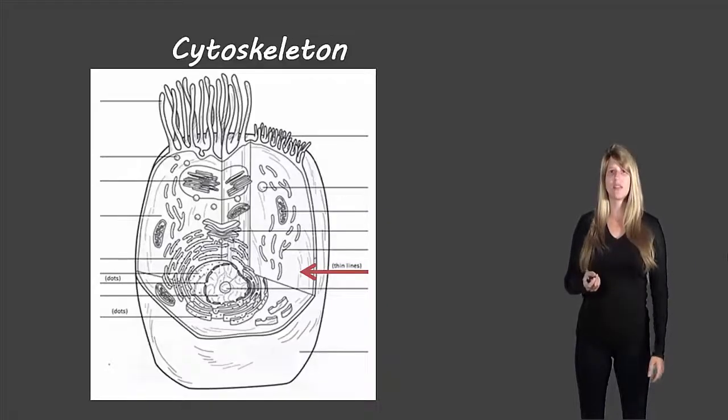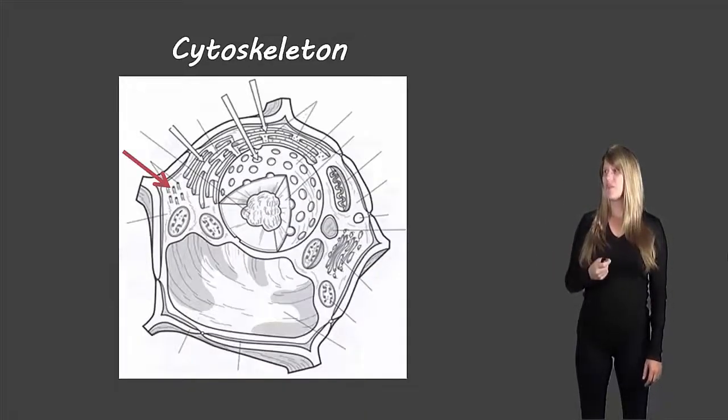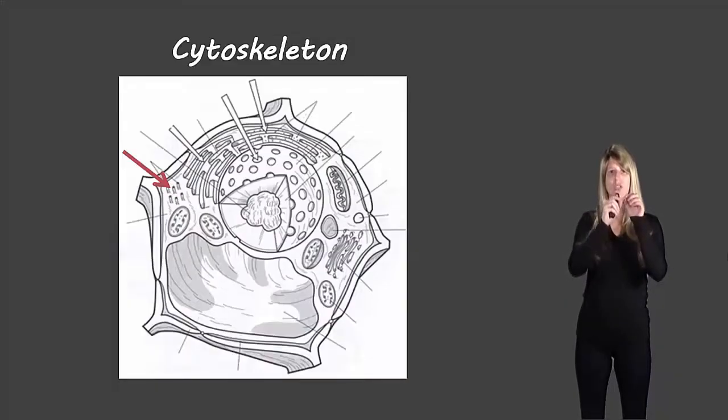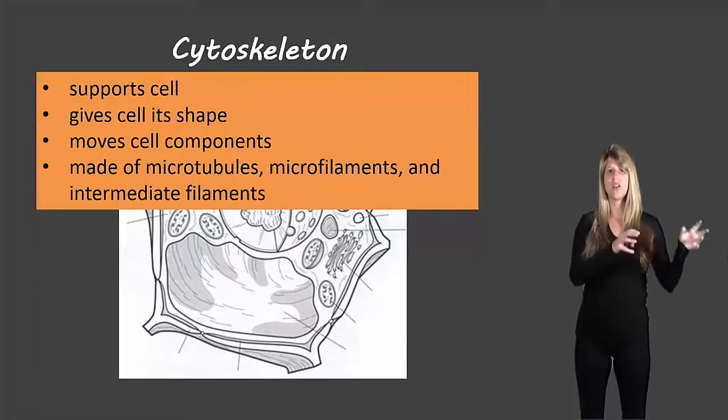So next one we'll look at is the cytoskeleton. On this picture of the animal cell, it's shown as just these sort of small little thin lines. And then on the plant cell, it's shown almost like little tubes. So both of these are types of cytoskeleton. And you can think of the cytoskeleton almost like your own skeleton. So it supports the cell, gives it its shape. It helps different components of the cell move.